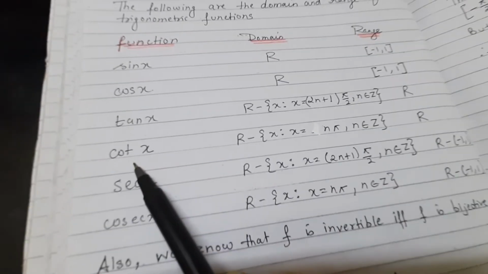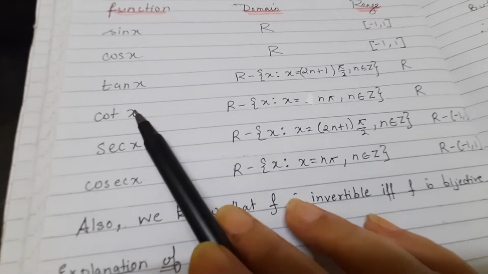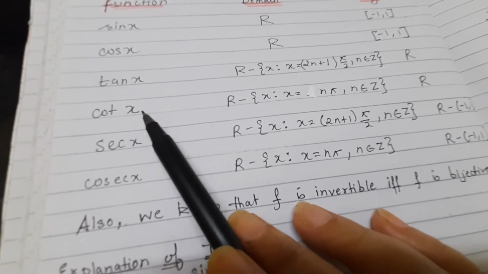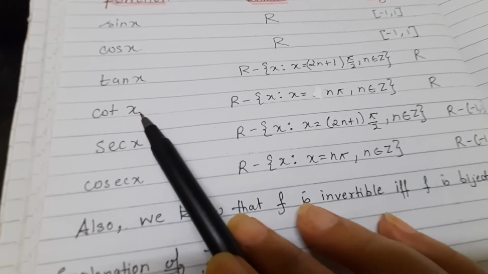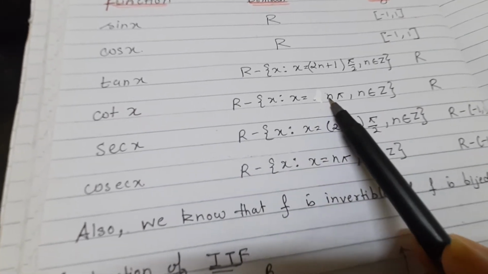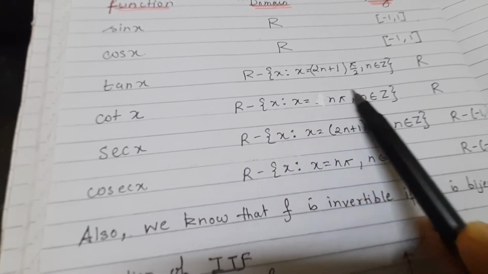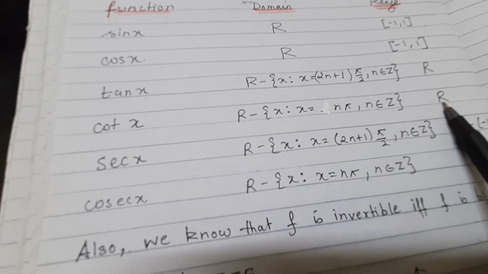Cot x is cos x by sin x, so again we subtract those values where sin x is 0, because the denominator becomes 0 and cot x will not be defined. Sin x is 0 at all the multiples of pi. So we subtract all the multiples of pi from R. That will be the domain, and the range will again be the real numbers.